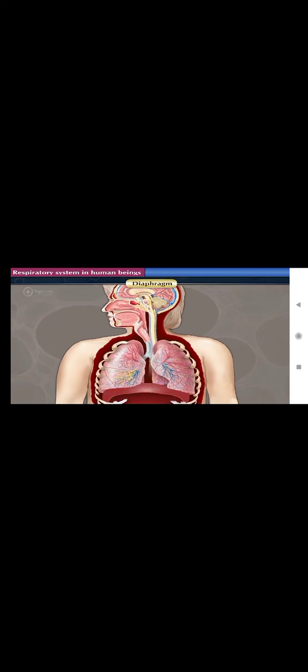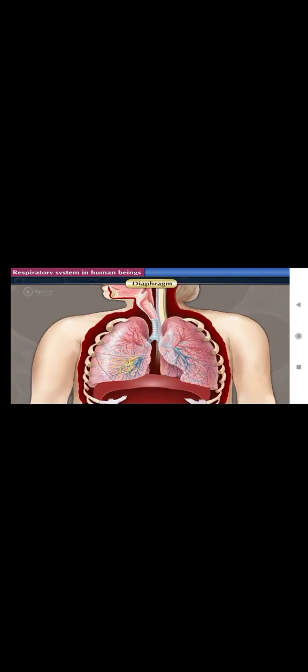Diaphragm. A muscular partition is present at the base of the thoracic cage. This partition is called diaphragm. It is present between the thoracic cavity and abdominal cavity.